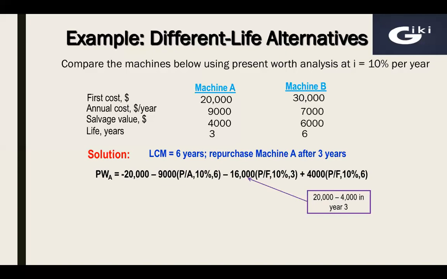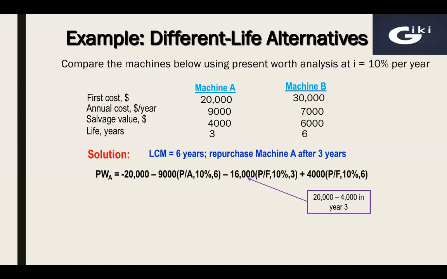So we need to take it back to time 0 by using the P over F factor for 10% and 3 years. Once we have used the P over F factor for 10% and 3 years with 16,000, we have considered the impact of both the initial investment and the salvage value. Then finally we'll have a 4,000 salvage value at the end of the 6-year period. That is the salvage value of the asset we repurchased at the end of the third year.